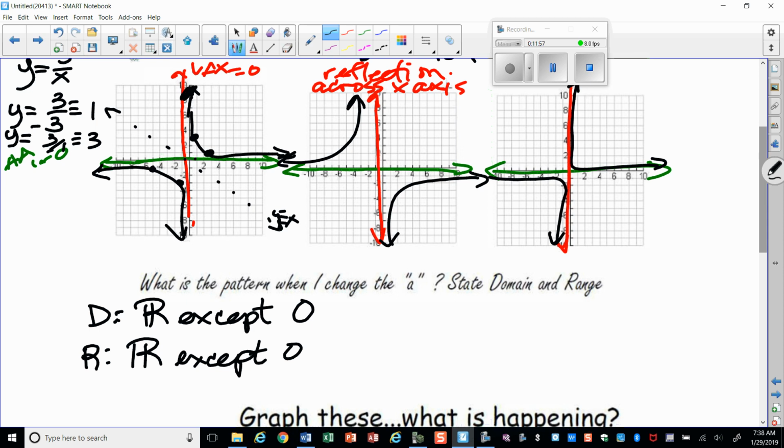Okay, and if I write that as interval notation, I would say, okay, that's negative infinity to 0, and then we pick up at 0 and go to positive infinity. Okay, but the 0 is excluded. So, and that would be the same for both of them. All right, excellent.